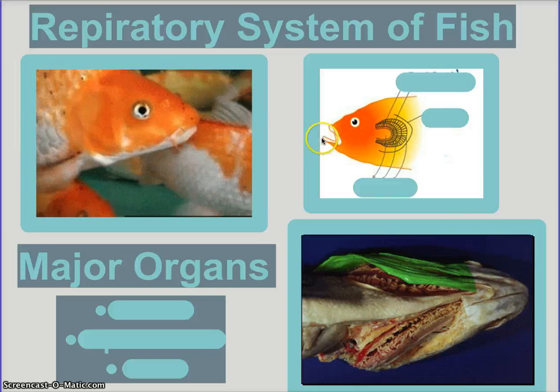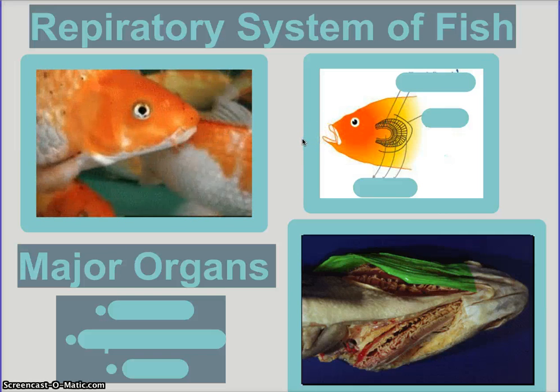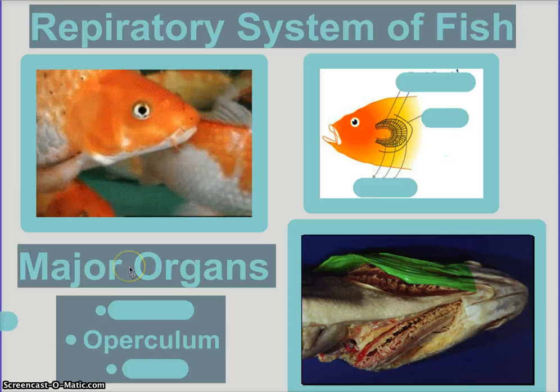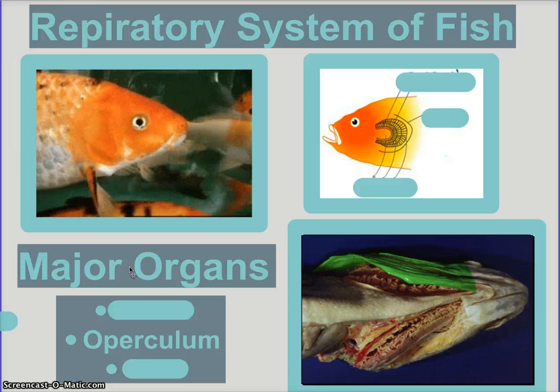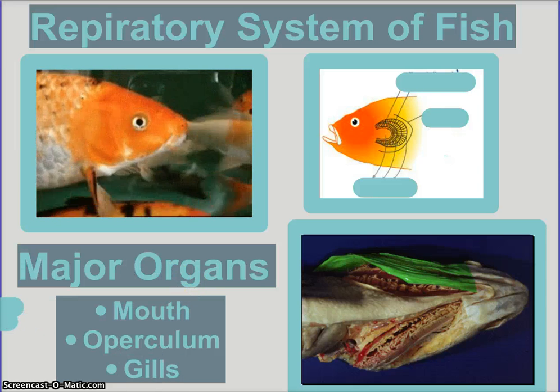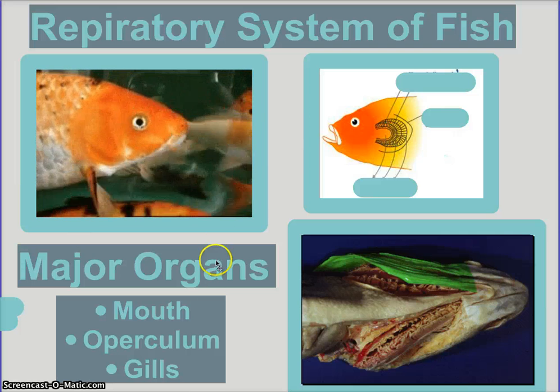So respiratory system of fish, major organs are, based on what you just heard. Tell me. Operculum. What else? Pharynx, mouth, gills. So you notice which one I left out, right? Pharynx, okay? Operculum, mouth, operculum, gills. And that's pretty much the order.